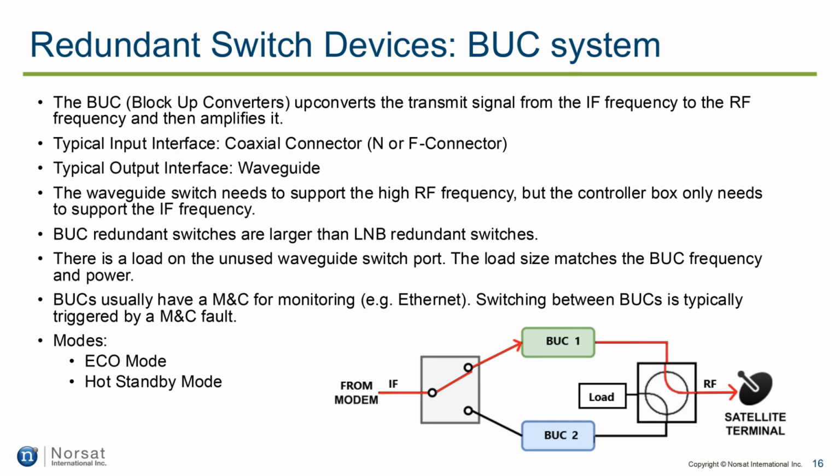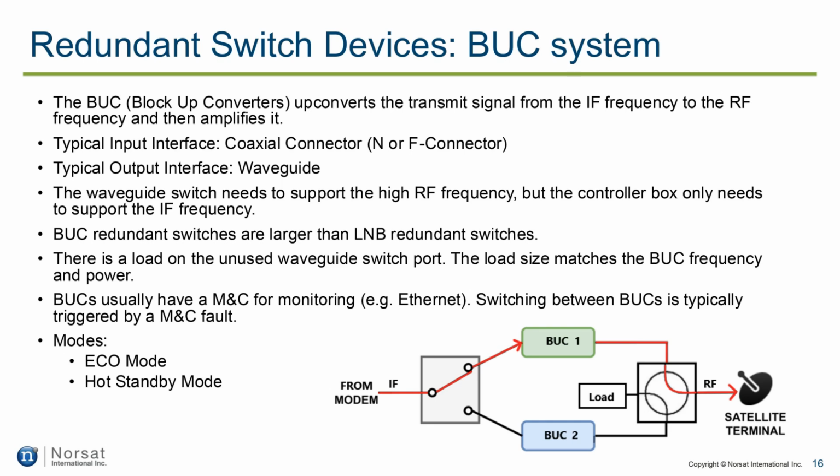Bucks are equipped with monitoring and control, or M and C, interfaces, such as Ethernet, to allow for remote monitoring and fault detection. Switching between bucks in a redundant system is typically triggered by an M and C fault, ensuring that a backup buck takes over when issues are detected.